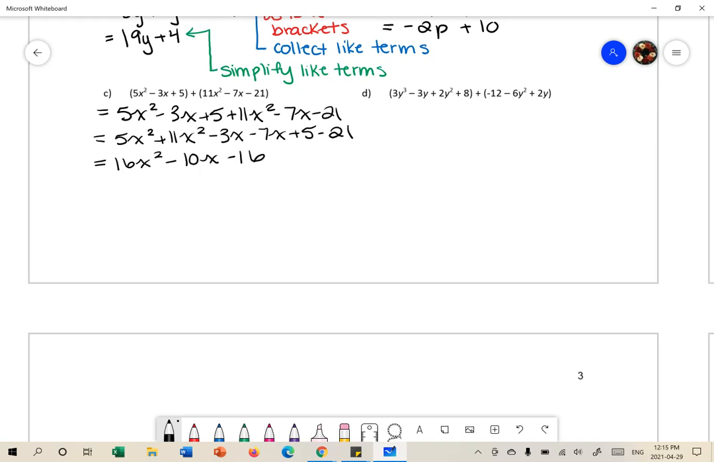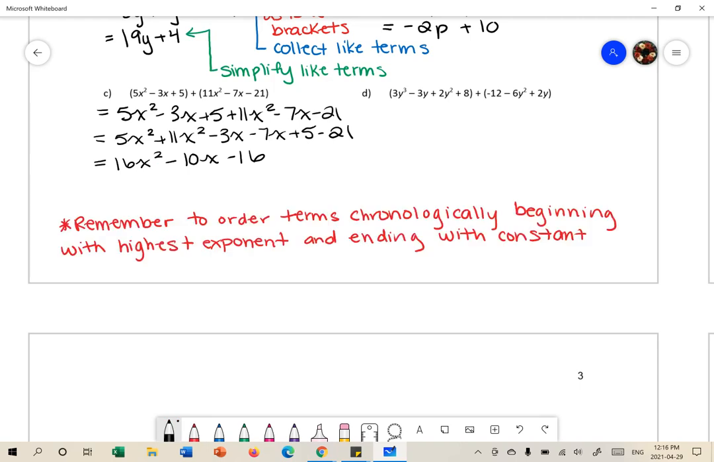Remember to order terms chronologically, beginning with the highest exponent and ending with your constant term. And the last example.